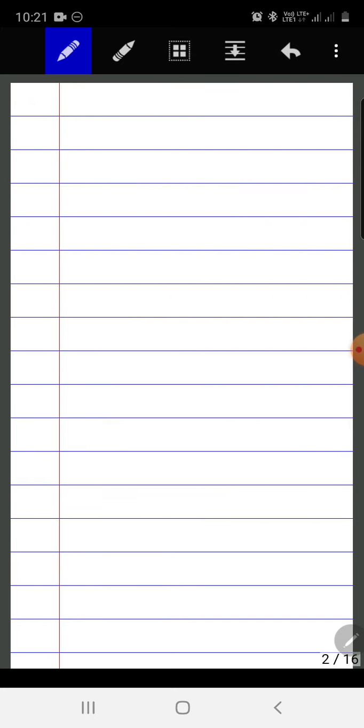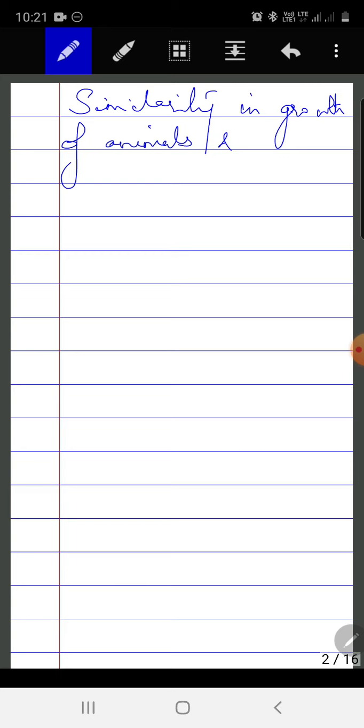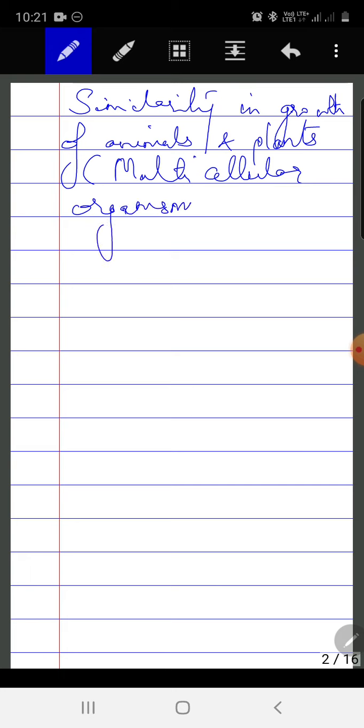Now, similarity in growth of the animals and plants, or basically the growth of multicellular organisms. This is a small topic again, and we'll be discussing this. Okay. Similarity in growth of animals and plants, it is the multicellular organisms.